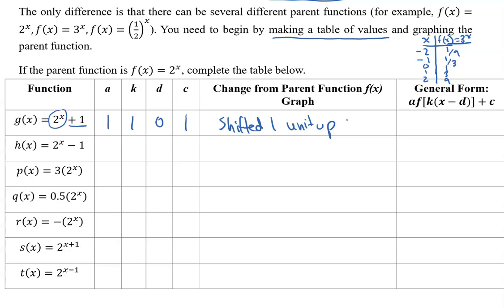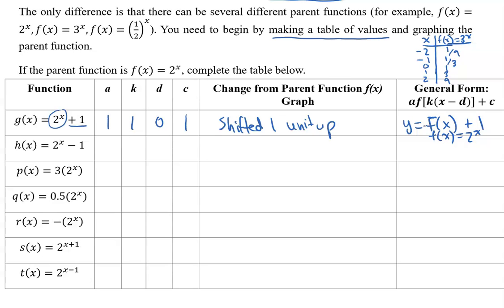Well, what's the general form of how we're going to write this? We're going to write this as y equals f of x plus 1. So if the general function is f of x equals 2 to the power of x, then we replace the 2 to the power of x with f of x in general, and then it's plus 1. Go ahead and do that for the next one.